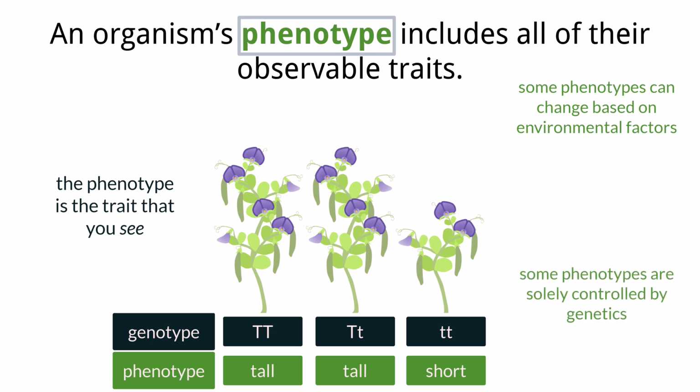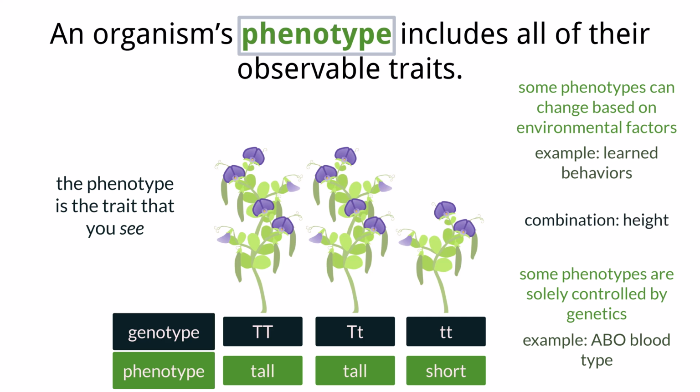Phenotypes controlled by genetics alone include your ABO blood type. Environmental factors cannot change that. An example of a phenotype produced only by environmental factors may be learned behavior, such as birds learning new songs. An example of a phenotype that may be due to a combination of genetics and environment is height. A person may not reach their maximum height if they do not have the proper nourishment obtained from their environment.